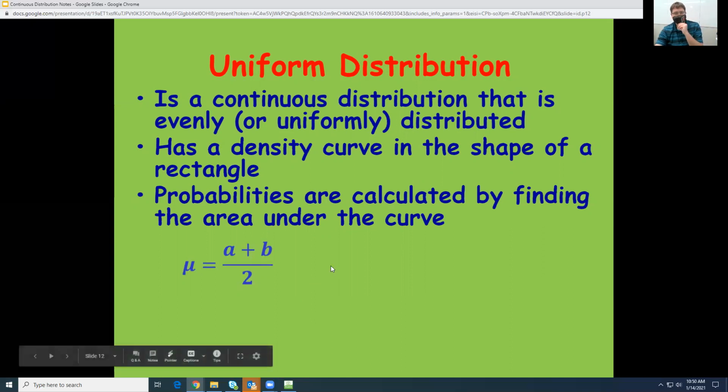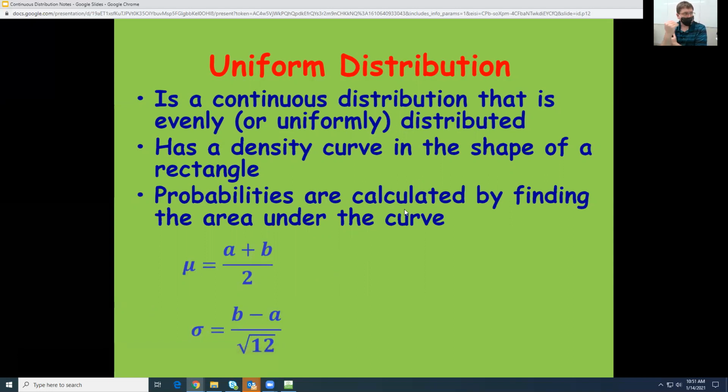Right down the middle. Standard deviation is the largest number minus the smaller number, so I can keep everything positive, divided by the square root of 12. There's a reason why it's square root of 12. It's a nice calculus proof that we can talk about later. We're not going to do that today. So just know that it will always be the square root of 12.